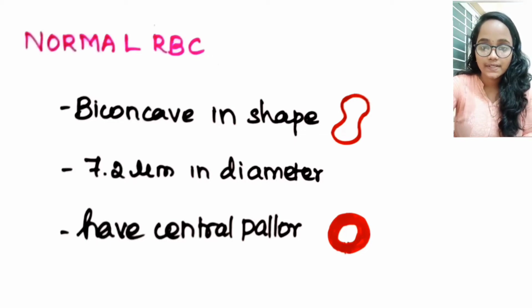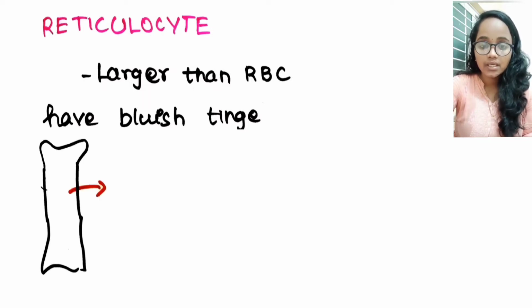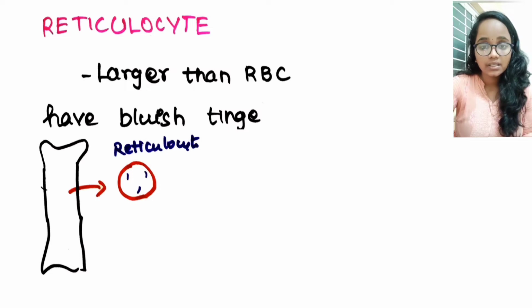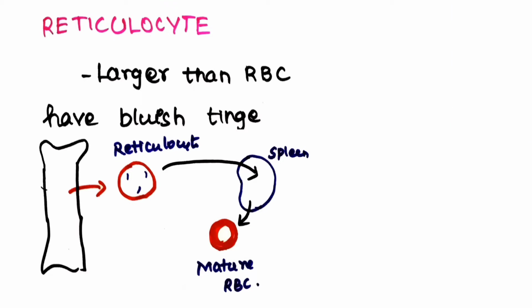Next, reticulocytes. Reticulocytes are larger than RBCs, and they have some bluish tinge. So what is the reason for this bluish tinge? It is actually RNA material. From the bone marrow, these reticulocytes go to the spleen. In the spleen, splenic macrophages clear this RNA material, that is nuclear remnants, and after that the mature erythrocytes are developed, which will go into circulation.